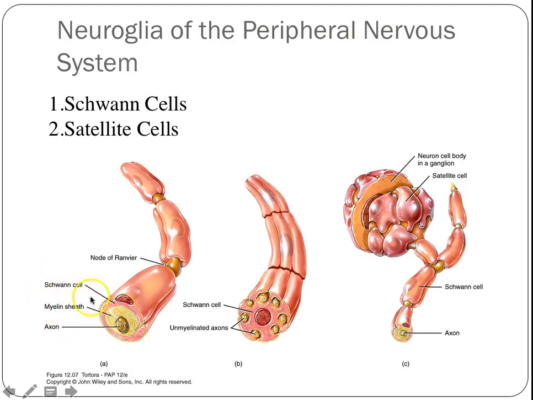Okay. And then we also have satellite cells, and these satellite cells are going to help maintain the cell bodies of nerves in the peripheral nervous system. Okay, so you can kind of see they're helping protect and support the cell body.